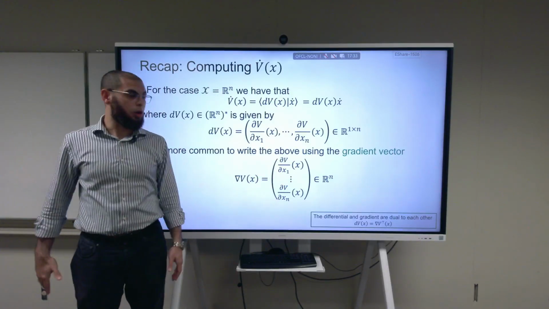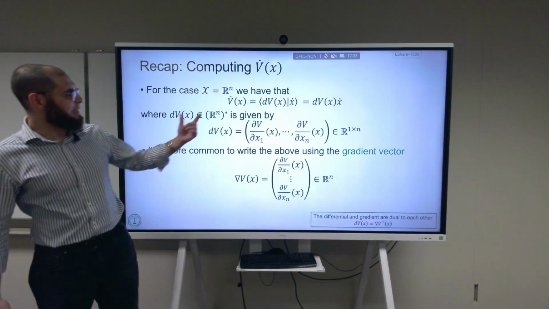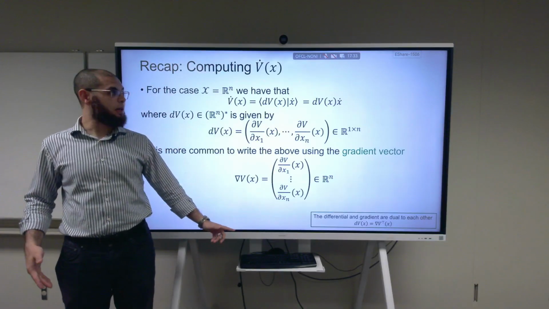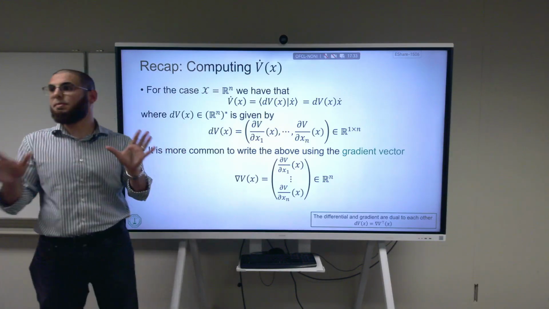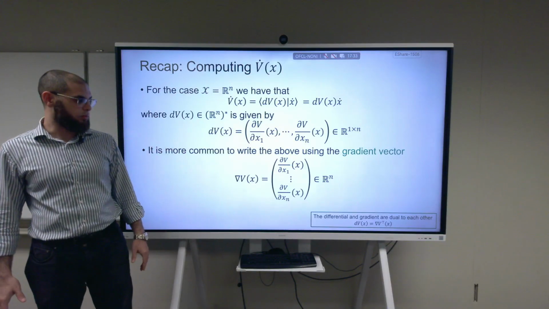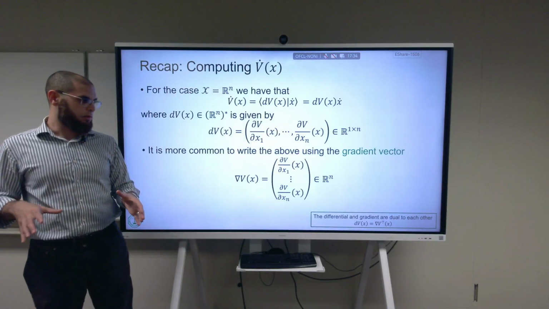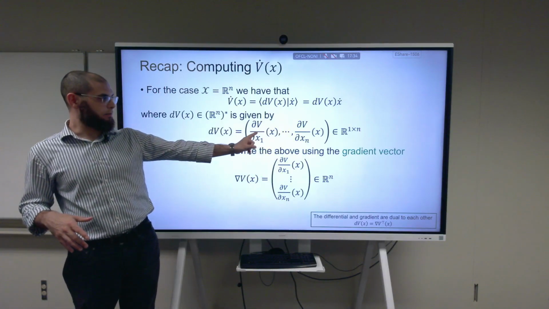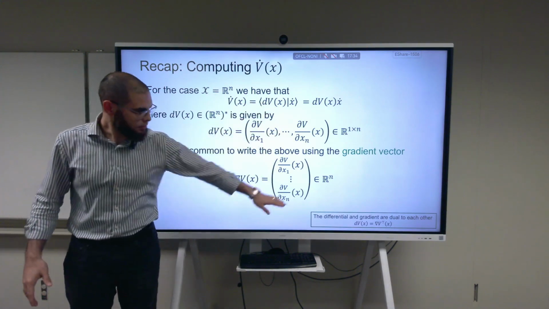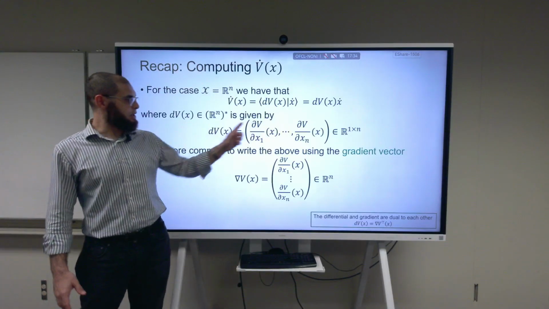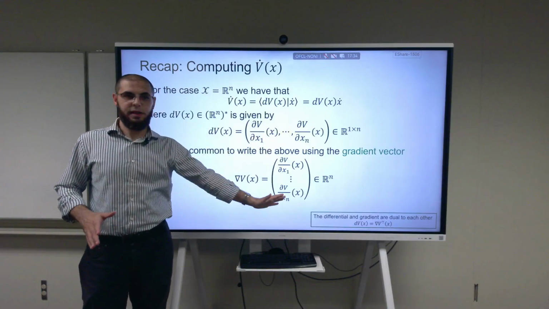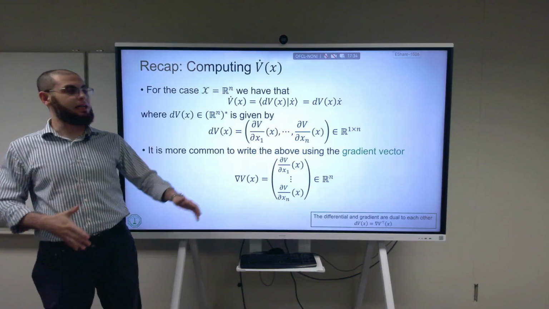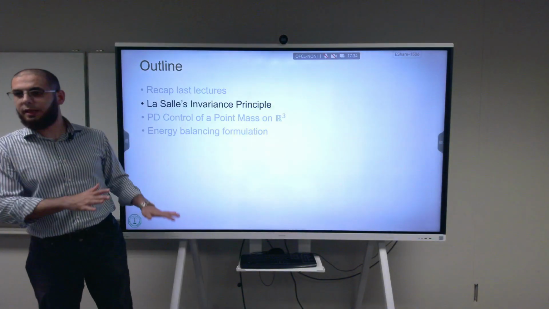So we make this a column vector, and then you simply say that v dot is this vector transposed times x dot. But you see here that you're mixing the nature of these two objects. In general this is a covector, and x dot in general is a vector. Here they are just in Rn, and this is the transpose of that one. It's simpler, but this is just a representation. It does not change the fact that it is naturally a covector. So this was the recap.